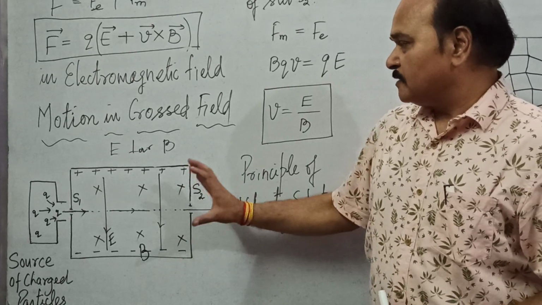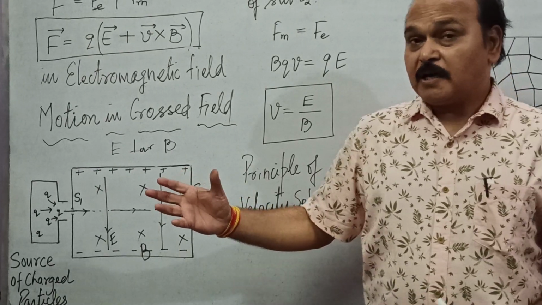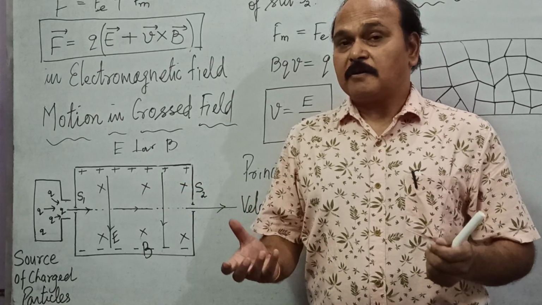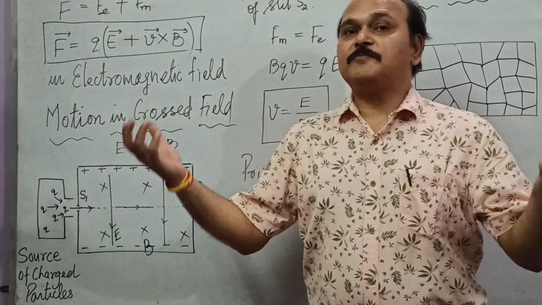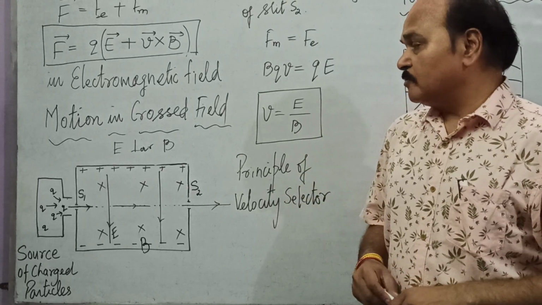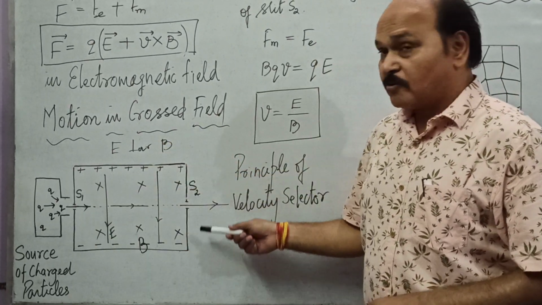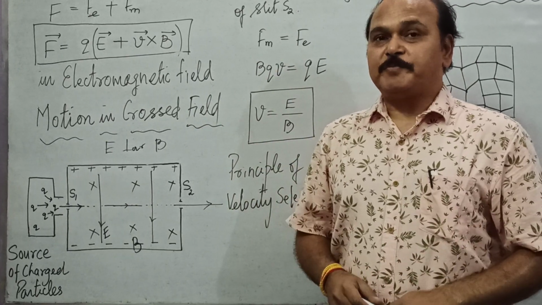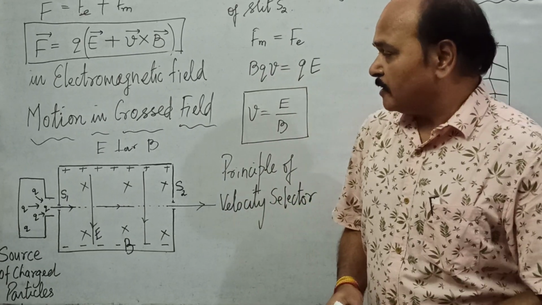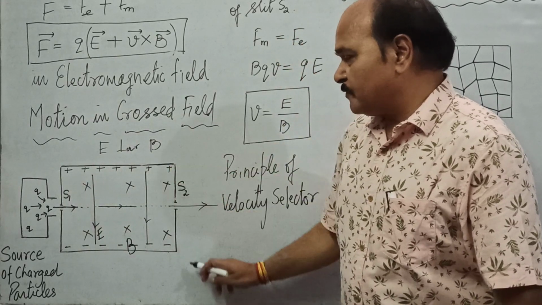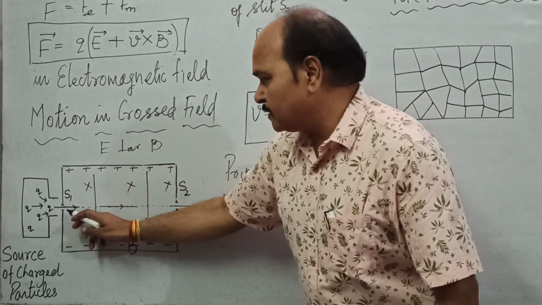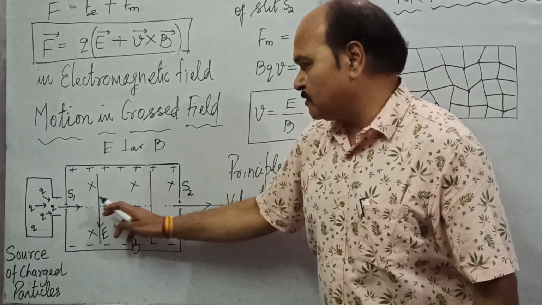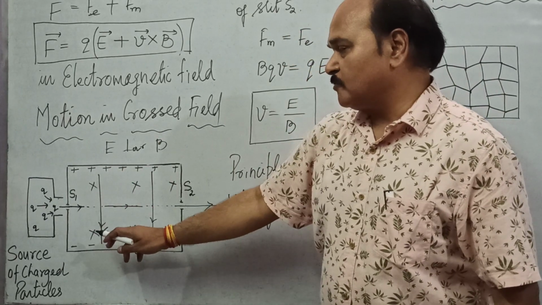Now this arrangement is used as a velocity selector. We have a source producing charged particles of variable speed. So what do we do? With the help of this cross field, we are able to select the particles with a certain fixed value of speed. Well, this is the region of the cross field. This is the slit here, and right in front of this we have another slit. So in between these two slits, we have the region of the cross field.